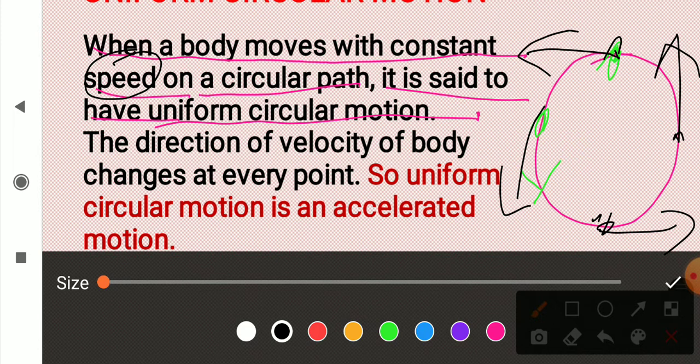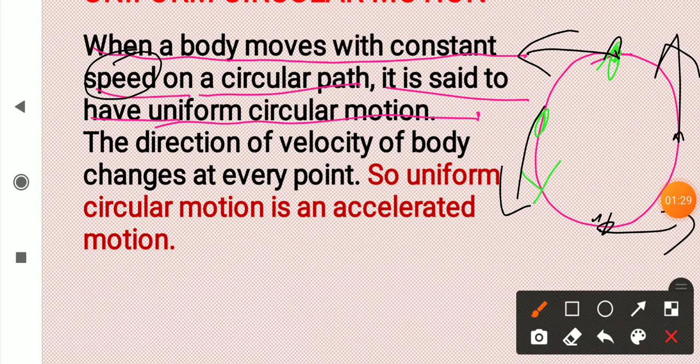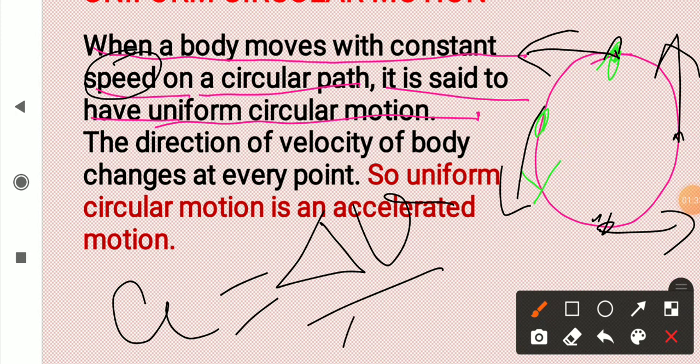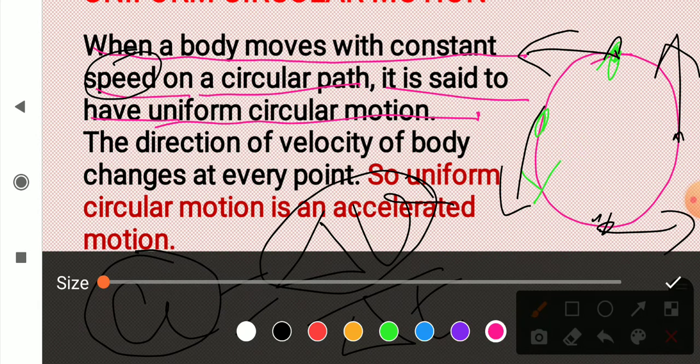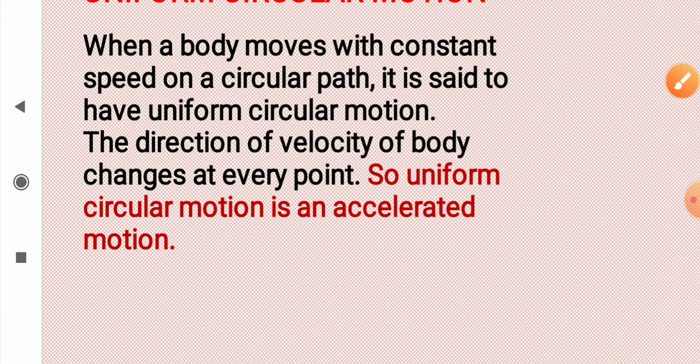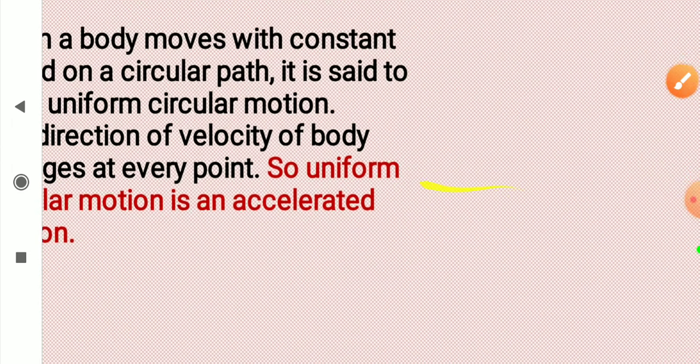So velocity is changing. And you know that acceleration is change in velocity per unit time. So velocity is changing means there is acceleration in motion, right? So we can say that uniform circular motion is an accelerated motion. Uniform circular motion is an accelerated motion, right? So let's see.